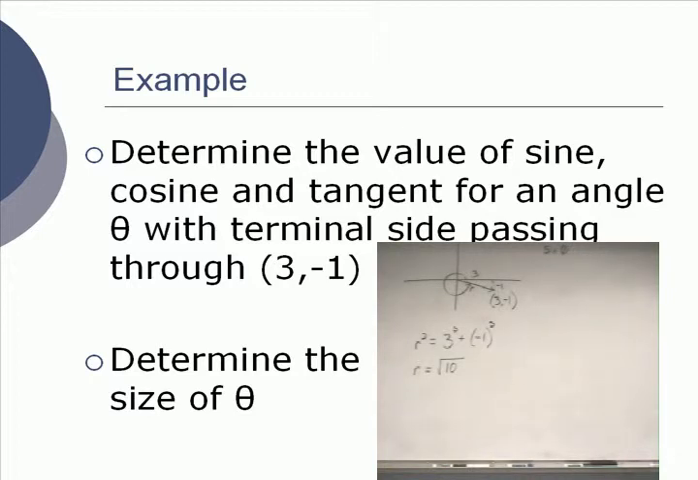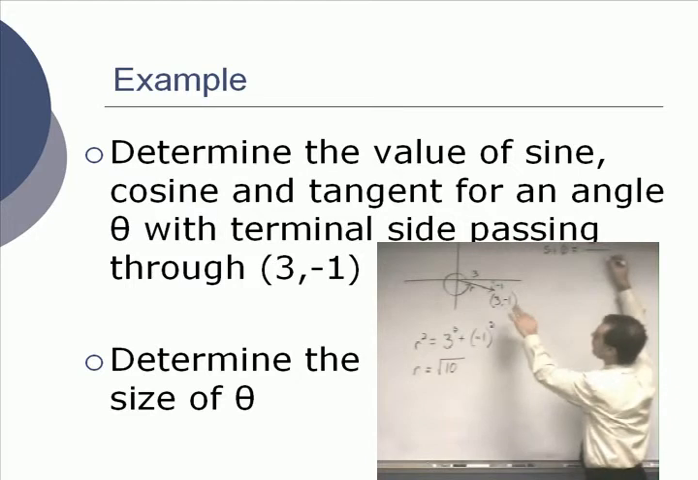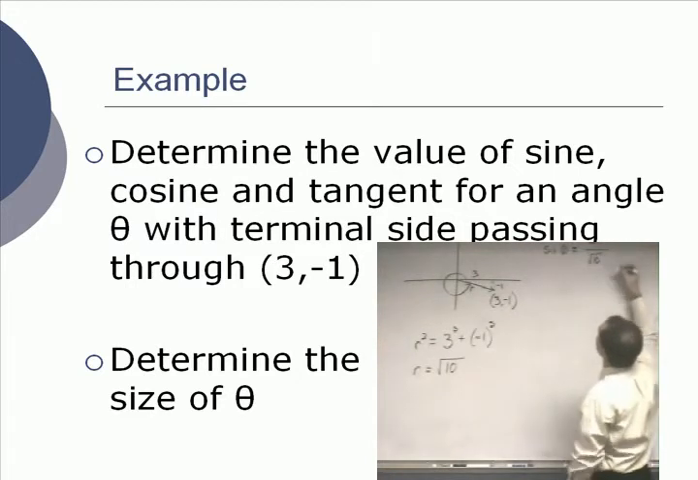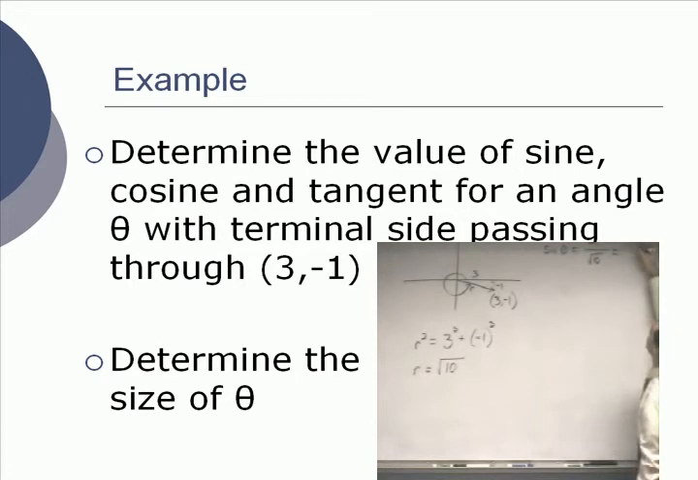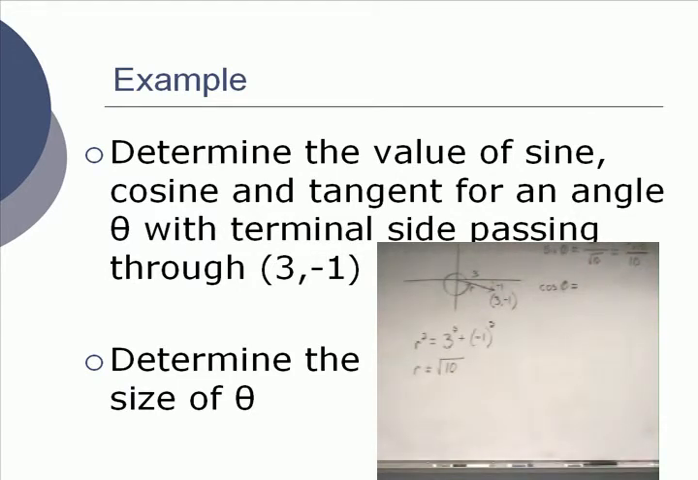So we know that sine theta is going to be opposite over hypotenuse, negative 1 over the square root of 10. Or if we rationalize that, we're going to have negative square root of 10 over 10. Cosine theta is going to be 3 adjacent over hypotenuse square root of 10. Rationalizing, we get 3 root 10 over 10.